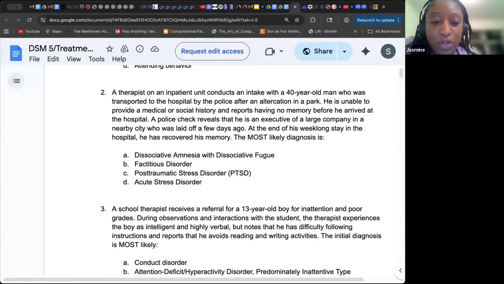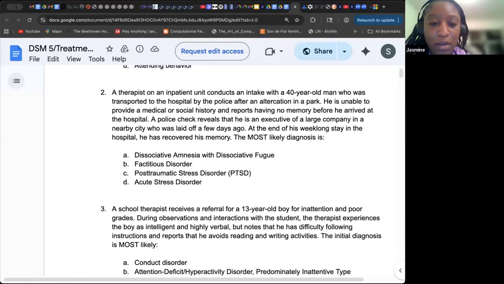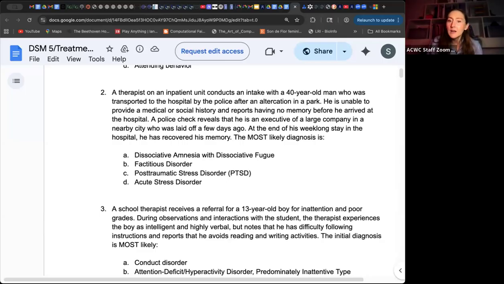B, factitious disorder. C, PTSD. D, acute stress disorder. I'm going to take out B, factitious disorder. Yes, good. And then take out C, PTSD. I'm going to go with D, acute stress, because he was laid off a few days ago. I believe that's from 1 to 30 days, right? Yes, acute stress disorder goes up to like a month, and then after that would be PTSD. So great on the time.